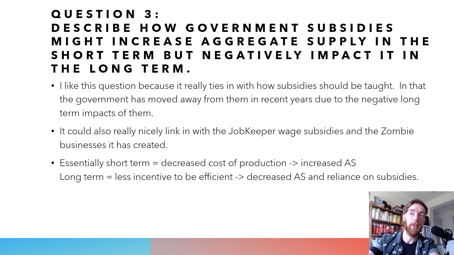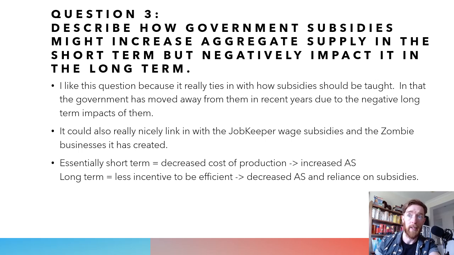We've seen the automotive industry move offshore because the government was giving them subsidies for years and they weren't getting any more productive, and they were getting really reliant on the government handouts. And at the moment, this would link in really well to JobKeeper wage subsidies and the zombie businesses it's created. So like in the short term, JobKeeper has kept businesses in business because the government's paid a really decent percentage of their wages. That's kept their costs down, it's kept those businesses operating. But the second those subsidies go away, those businesses are going to be less productive.